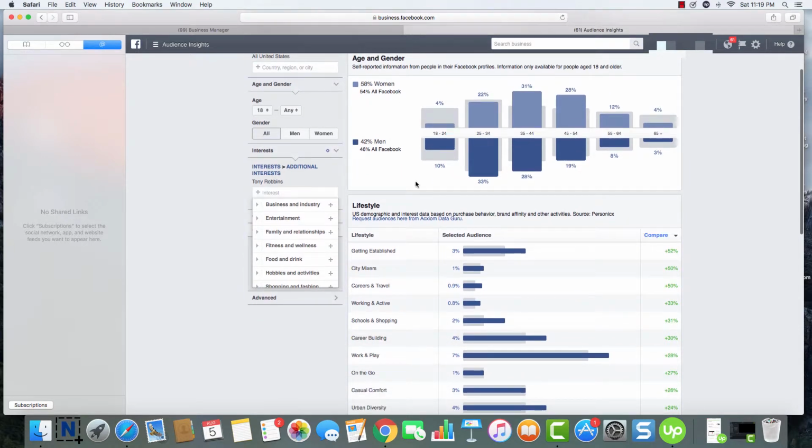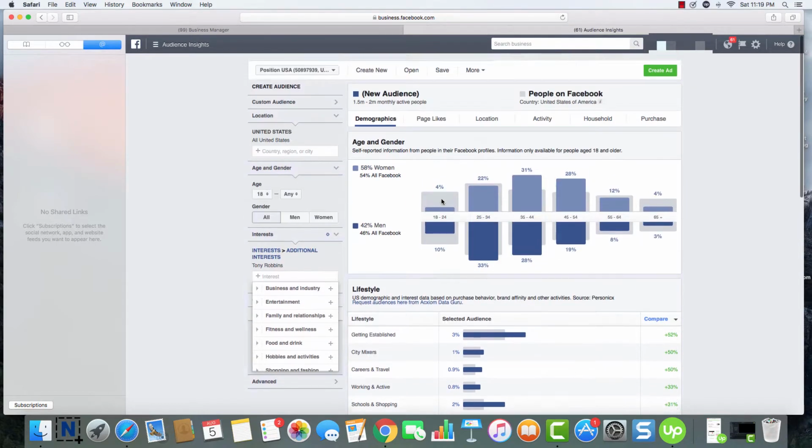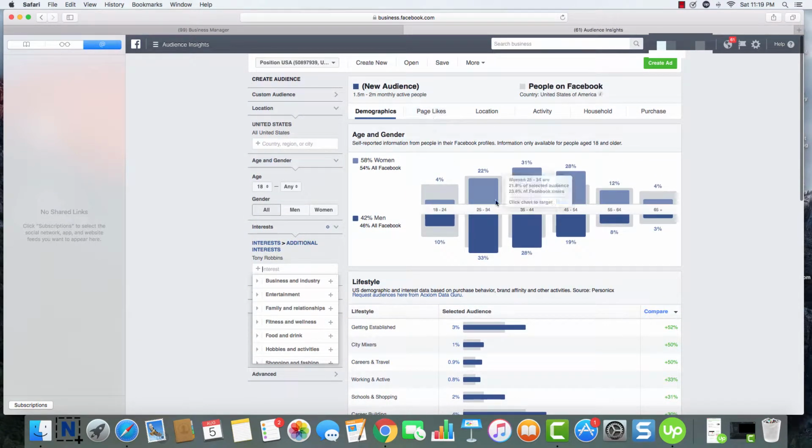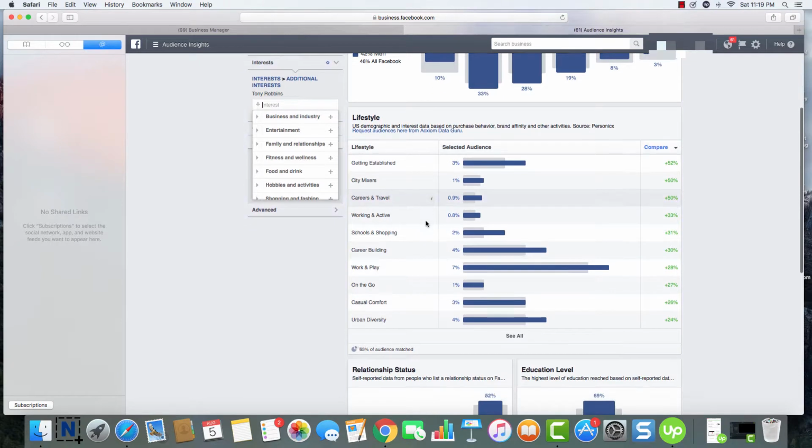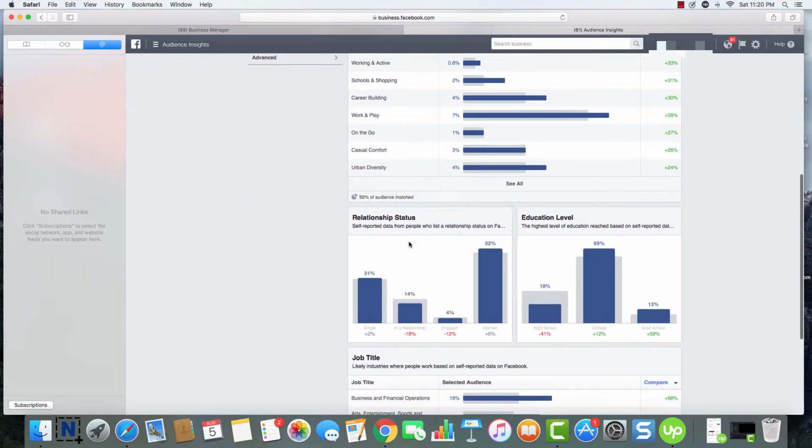So once we get in, and you're going back to the screen with our Tony Robbins example, we can come up here, and you could go through this, like again, lifestyle. Most of you already know this, and I don't want to waste anybody's time, but relationship status. Look, we got 52% of this audience is married. That's a big deal. 31% is single. So there's a pretty good split, but even better. Look, 69% of his audience goes to college. 18% went to high school.